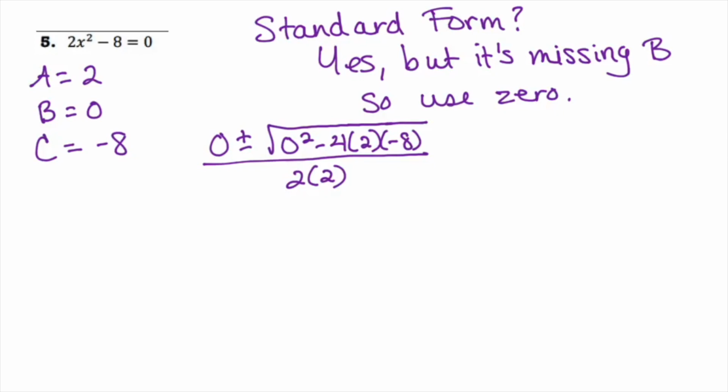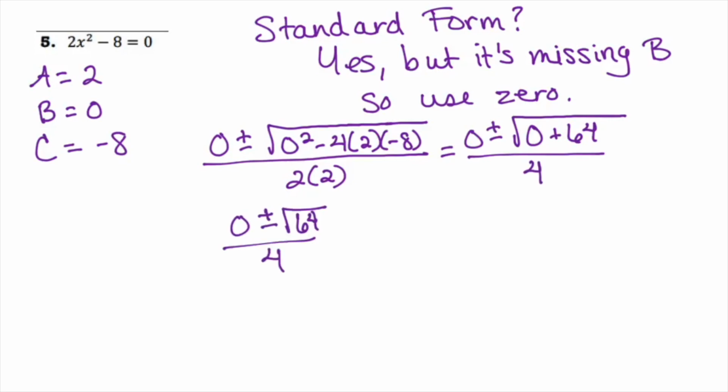So now we're going to solve for our two answers. So you have 0 plus or minus, 0 squared just turns into 0, and negative 4 times 2 is negative 8. Negative 8 times negative 8 is a positive 64, all divided by 2 times 2, which is 4. So now we're going to solve for those two answers. When you combine 0 and 64, I just rewrote it as 64.